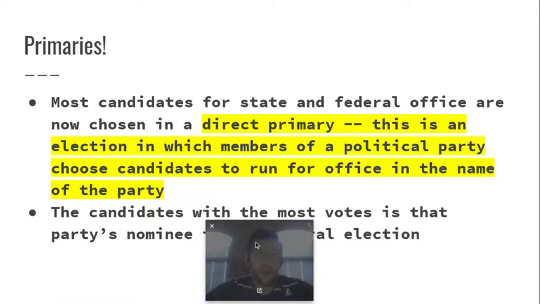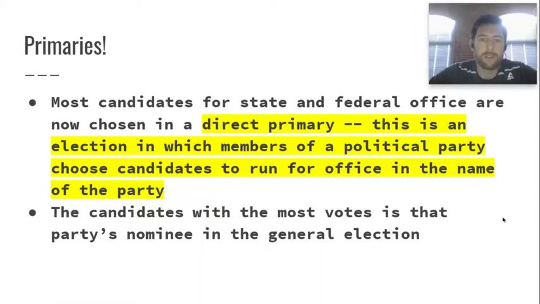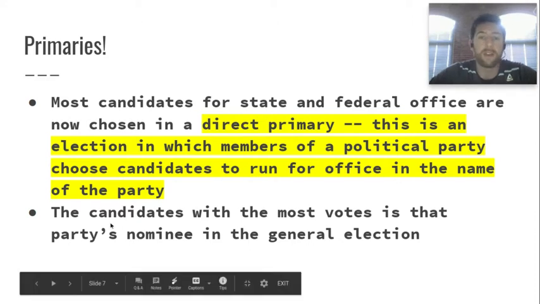The more common way of voting, as I mentioned, is that most candidates for state and federal office are now chosen in a direct primary. There are two types of direct primaries that we're going to get into. This is an election in which members of a political party choose candidates to run for office in the name of the party. In general, the candidate with the most votes is that party's nominee in the general election.